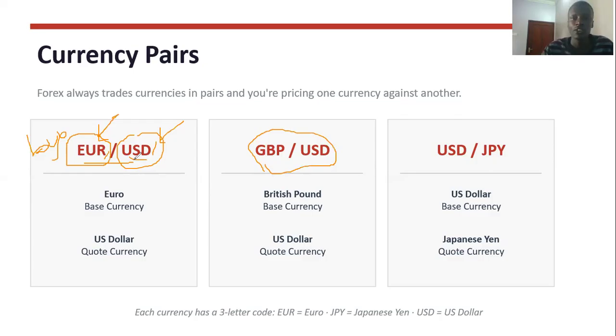This is an abbreviation of the United States, the USD. Then this is the Great Britain pound. Then this is the Japanese yen. So the first three letters are what are considered. We shall get to understand this more when we talk about the various currency pairs, but this is just the basics. Each currency has a three-letter code, like the euro, the JPY, the USD.